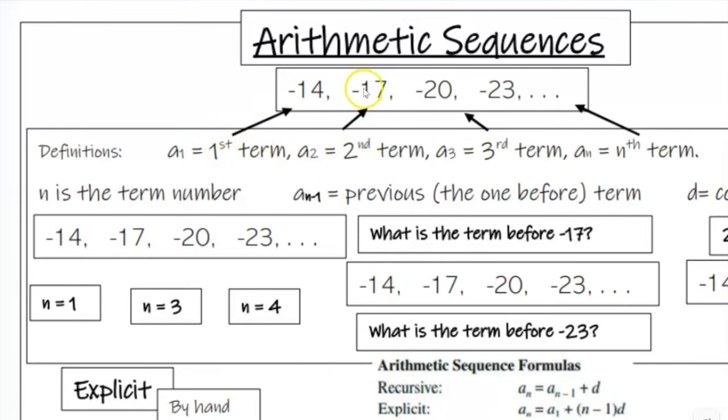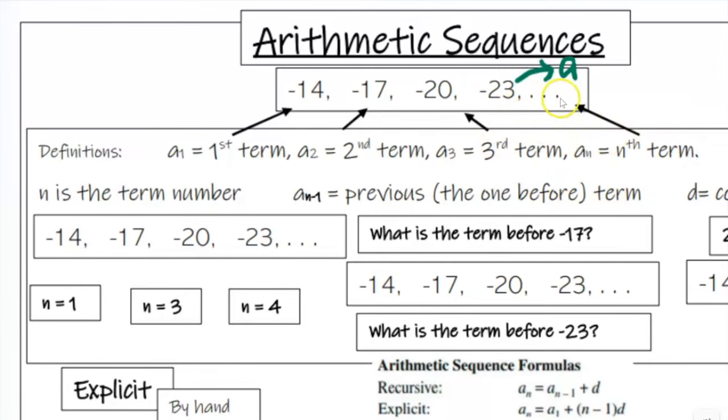This is the second number, so we're going to refer to that as a sub 2, which means the second term. Notice again this 2 saying that it is the second one. All right, negative 20, we're going to refer to that as the third term, a sub 3. This 3 means that it is the third term. All right, this would now be the what? Just to check your understanding, go ahead and write out, this would be a sub what?